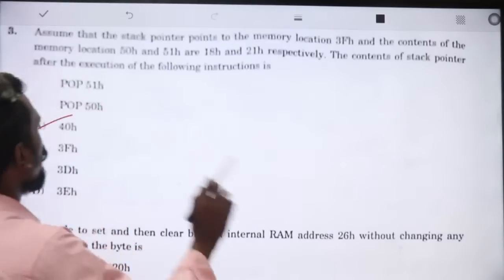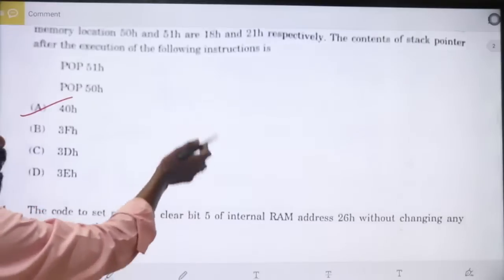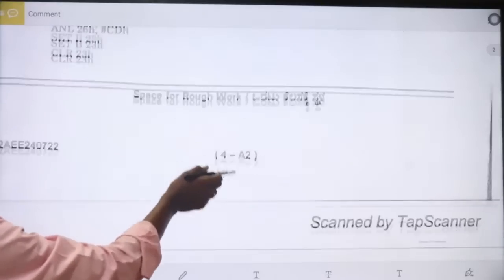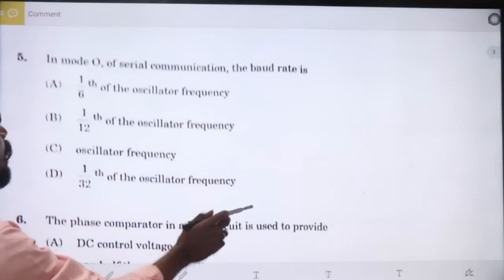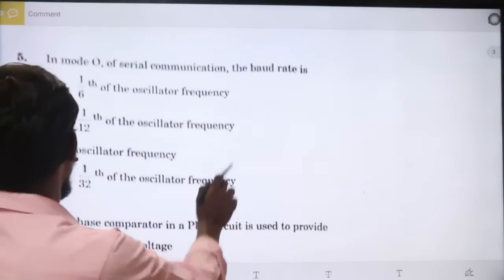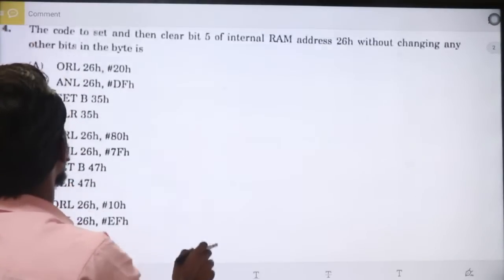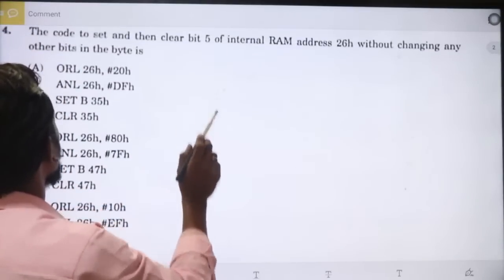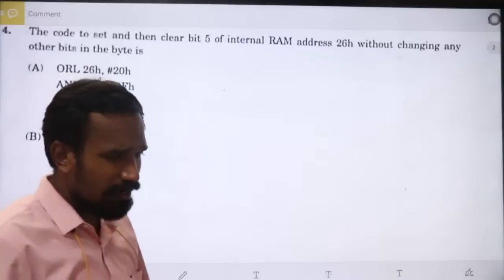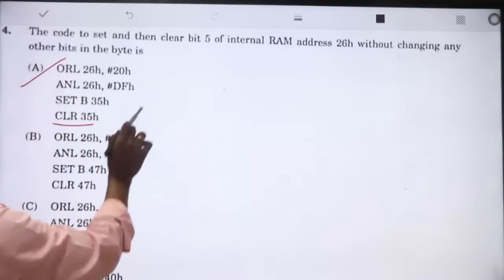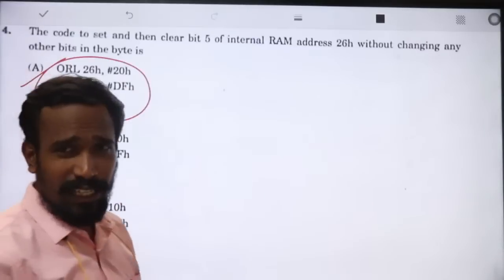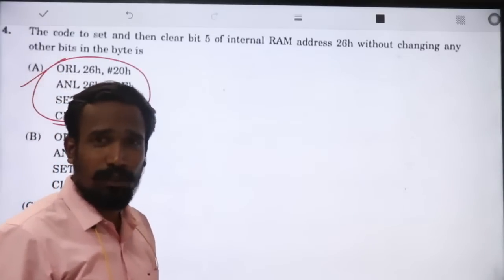So this is option A, sir. This is from microcontrollers and microprocessors. The third one, and the fifth one. What is the fourth one? The fourth one is also from the microcontrollers. The answer for the fourth one is also option A. This is also from microcontrollers.